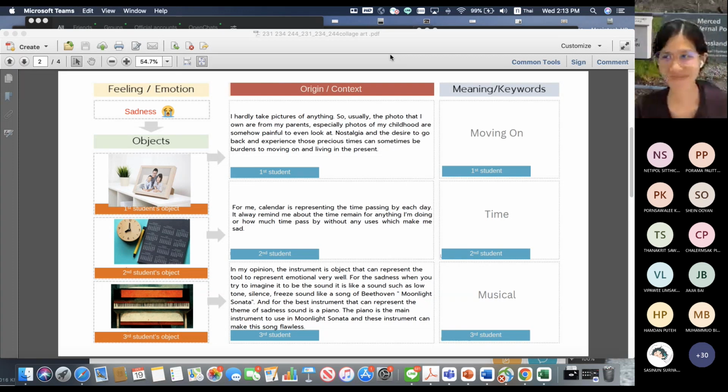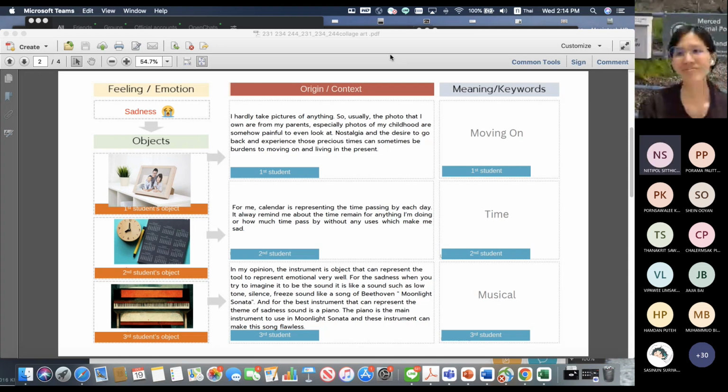I'm Naravit Chanprapakul. The object I choose is the calendar page, because for me it represents the number of times passing by without you having accomplished anything, and the time has been wasted. So that's why I choose the calendar page as the representation of sadness, and I summarize it with the keyword: time.